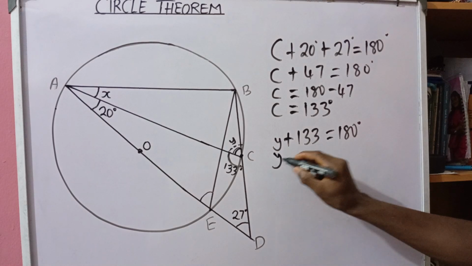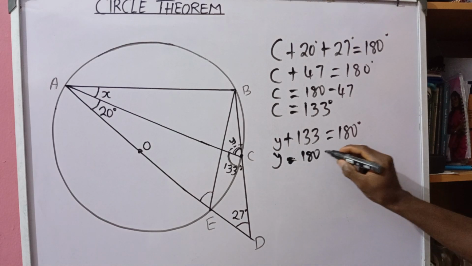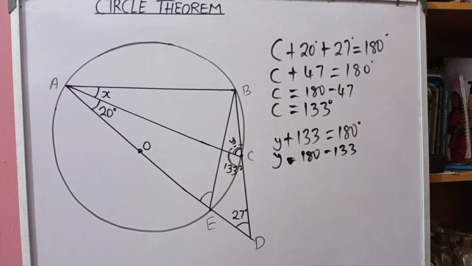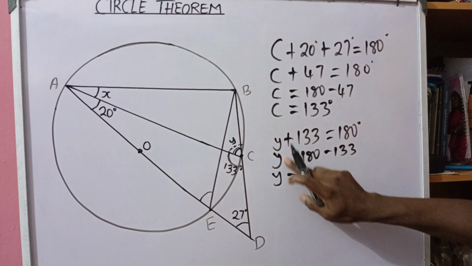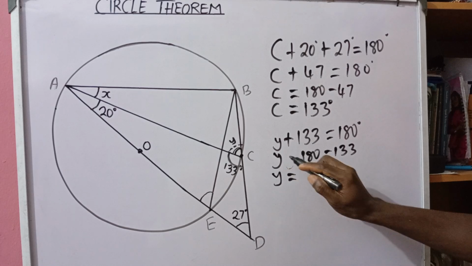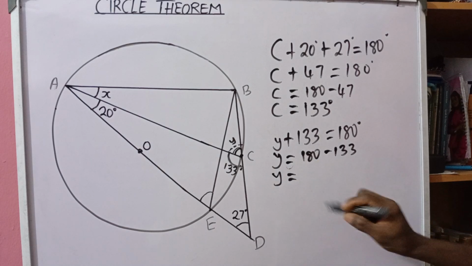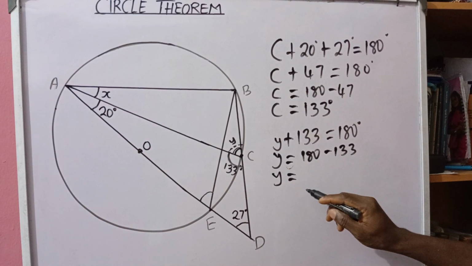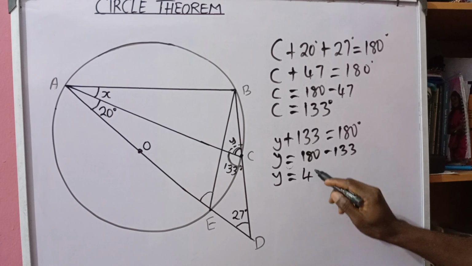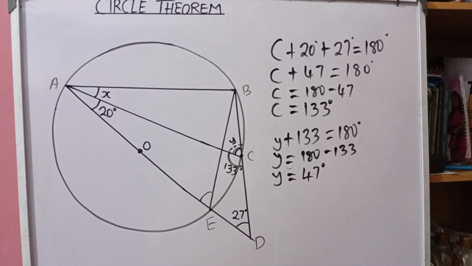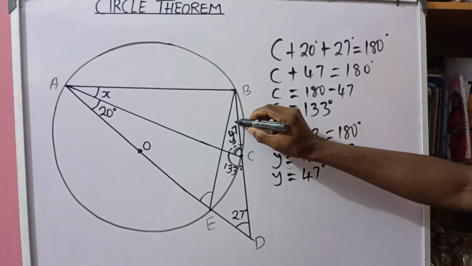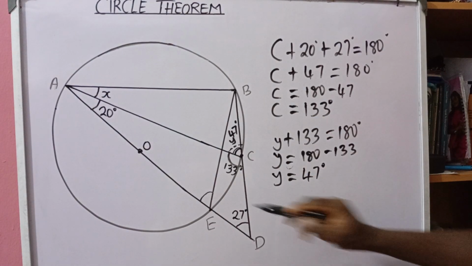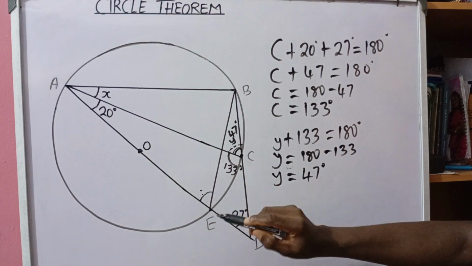That will now be Y is equal to 180 minus 133. And Y will now give us 180 minus 133, which will give us 47 degrees as the value there. Now we've gotten this place to be 47 degrees. Do we actually know what this place is?